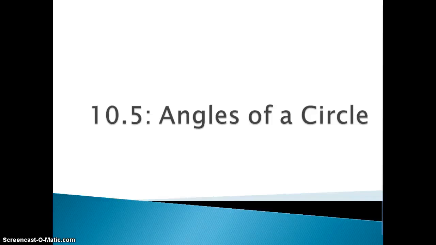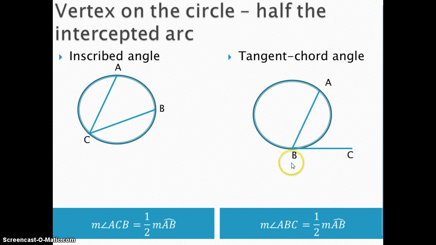Welcome to section 10.5, Angles of a Circle. Today we're looking at the relationship between the angles formed in a circle and the arcs that they intercept. We have three different basic types of angles, and it has to do with where the vertex is located.